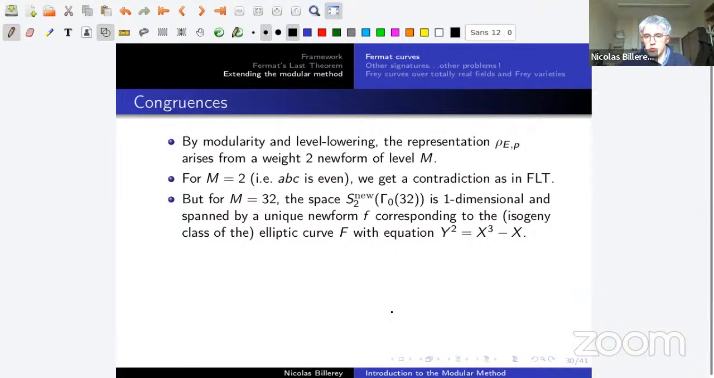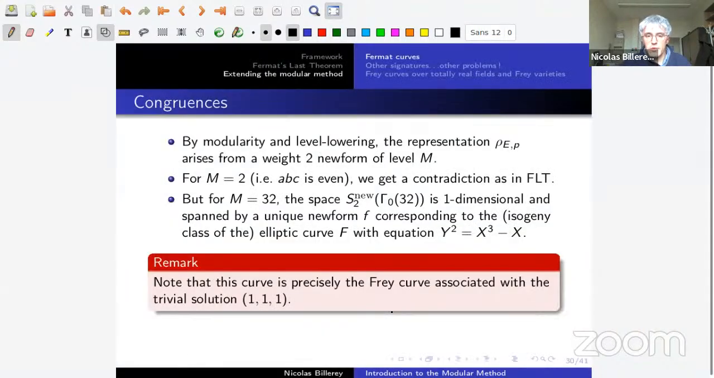That's exactly the same conclusion as before. But if M is 32, then there is actually a newform of weight 2 and level 32. And it turns out that this space is one-dimensional and spanned by a unique newform that corresponds to the mod p representation of that specific elliptic curve, which I call F, with equation y squared equals x cubed minus x. So now we are facing the problem of contradicting this isomorphism between two elliptic curves: the mod p representation attached to our Frey curve, rho E,p, and the mod p representation attached to that specific elliptic curve F.